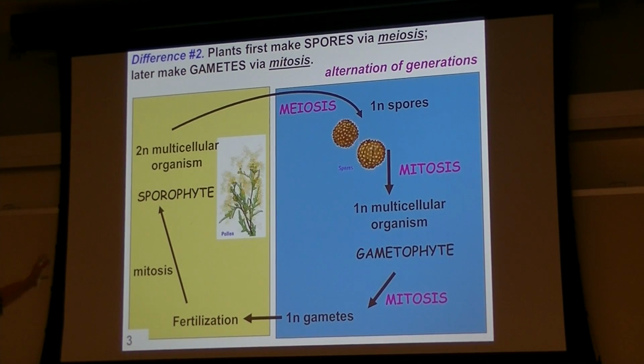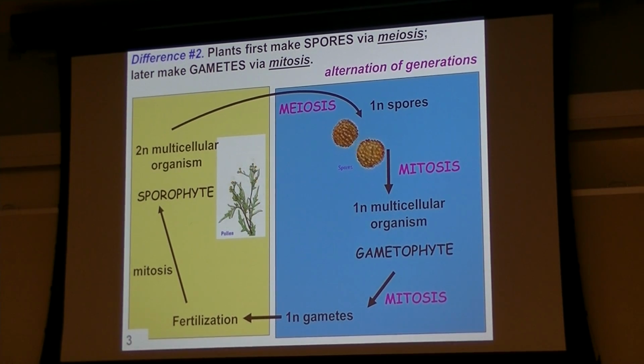But just think of this in two categories: a yellow category and a blue category, where you're diploid for part of the life cycle and haploid for part of the life cycle.